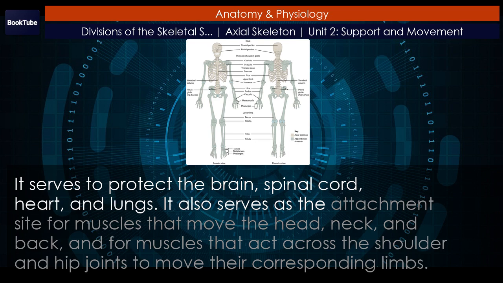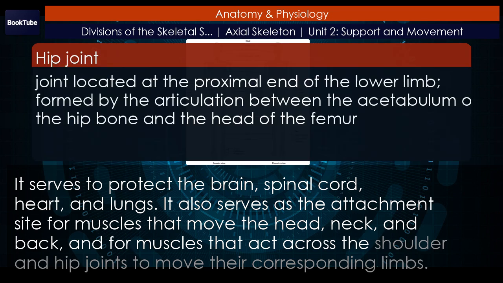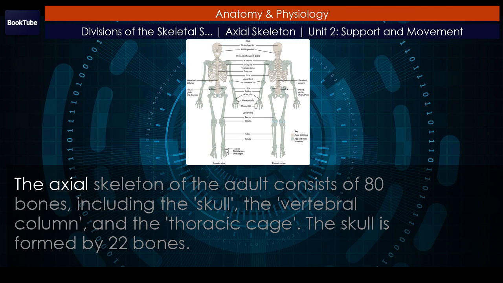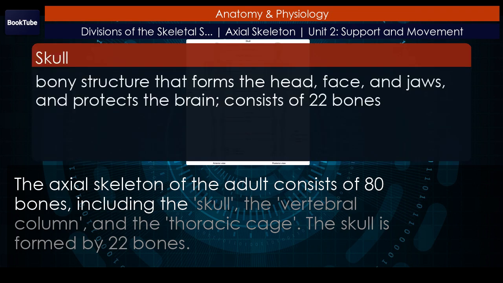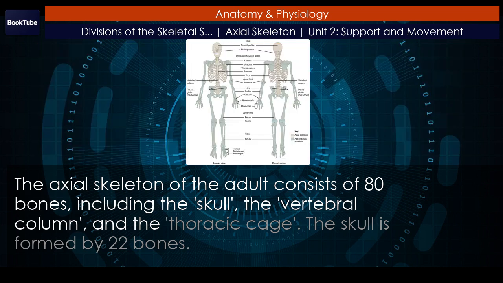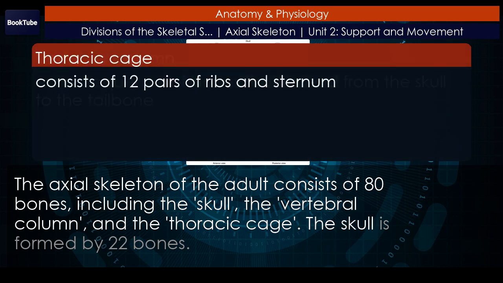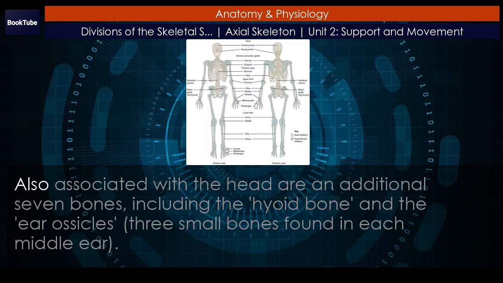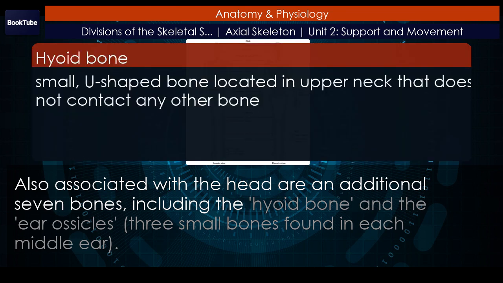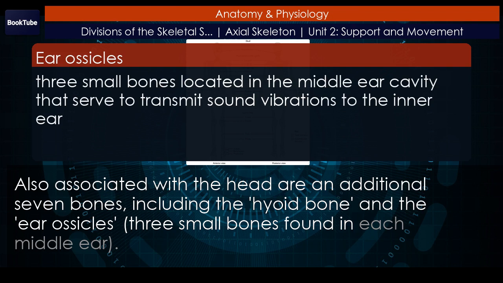It also serves as the attachment site for muscles that move the head, neck, and back, and for muscles that act across the shoulder and hip joints to move their corresponding limbs. The axial skeleton of the adult consists of 80 bones, including the skull, the vertebral column, and the thoracic cage. The skull is formed by 22 bones. Also associated with the head are an additional 7 bones, including the hyoid bone and the ear ossicles, 3 small bones found in each middle ear.